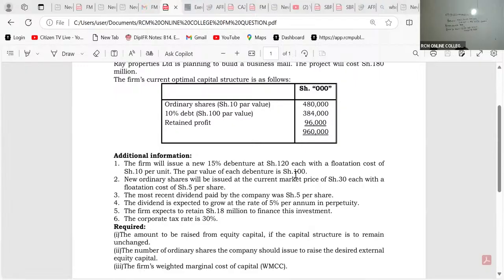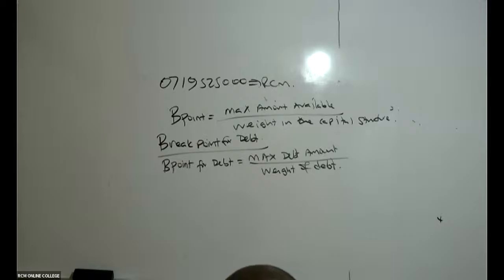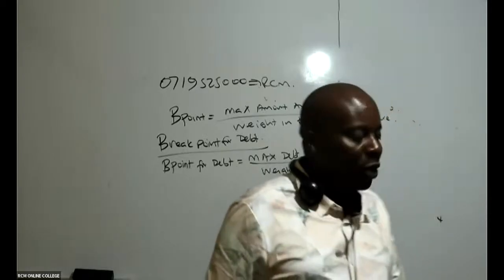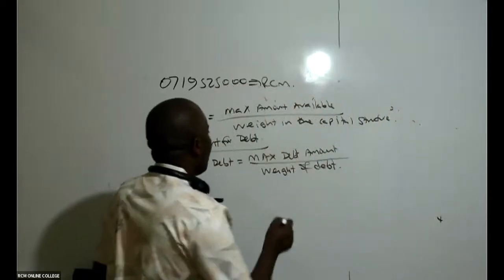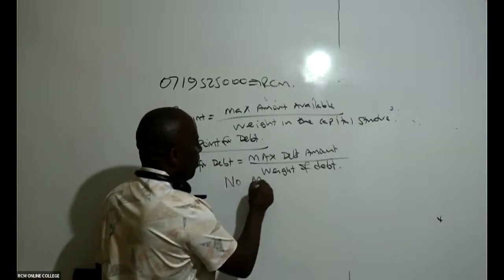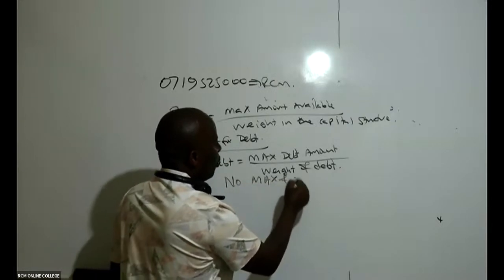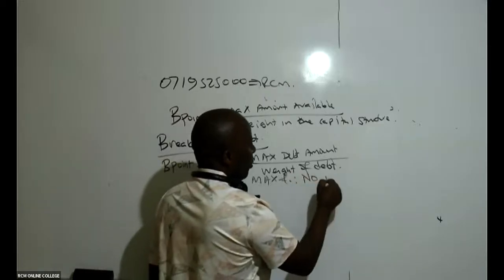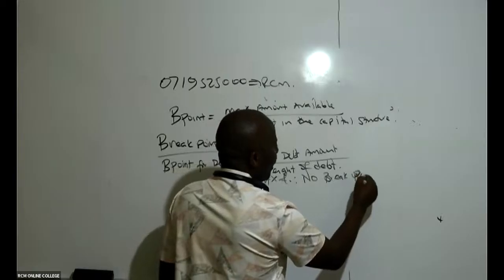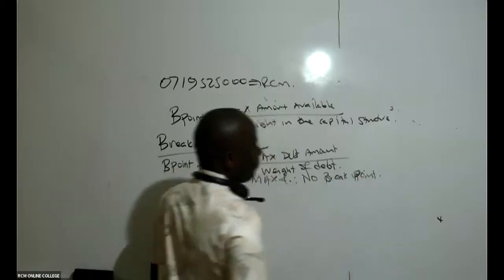There are no restrictions here. Remember, breakpoints normally happen whenever there are restrictions. So here, there are no restrictions at all. What do we do? No maximum. So also for the breakpoint for debt, no maximum, and therefore no breakpoint.